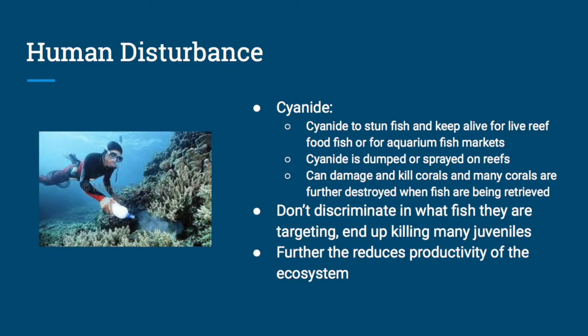Another way that fishermen have tried to catch fish within coral reefs is the use of cyanide. Cyanide is used to stun fish and keep them alive for live reef food fish or for aquarium fish markets. Cyanide is dumped or sprayed onto reefs and can damage and kill corals purely from the toxic chemicals. Many corals are also further destroyed when fishermen are trying to retrieve the fish and they are unconscious of the damage that they are incurring on the surrounding corals. Fishermen don't discriminate in what fish they are targeting and end up killing many juveniles who then cannot reproduce and leave more fish behind on the corals, which further reduces the productivity of the ecosystem.